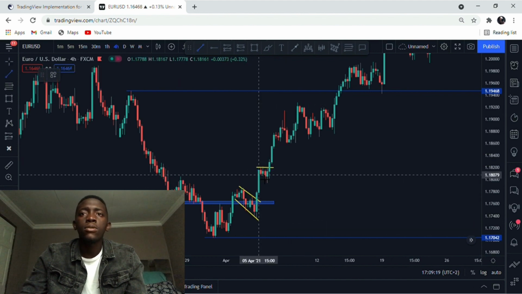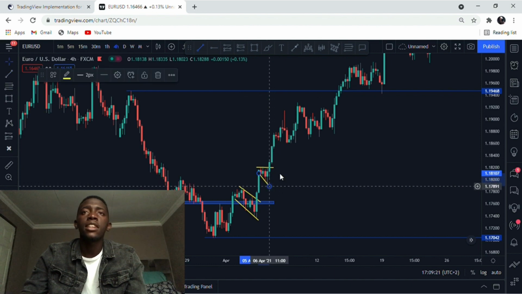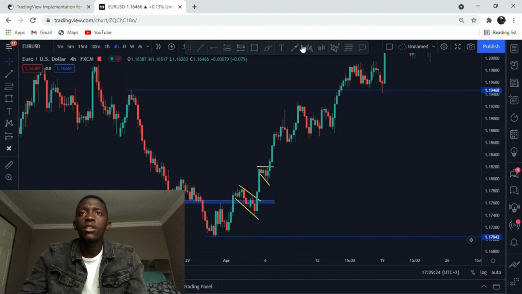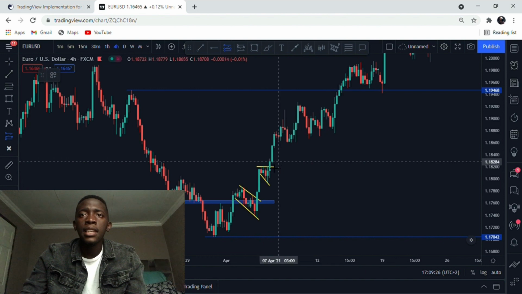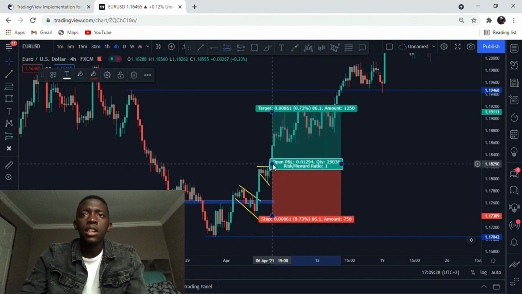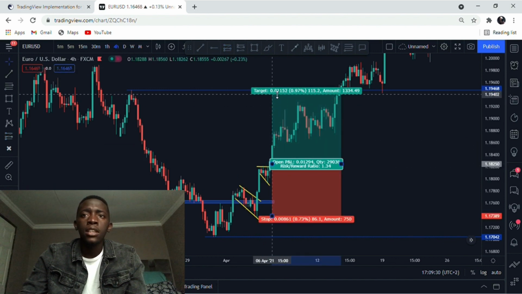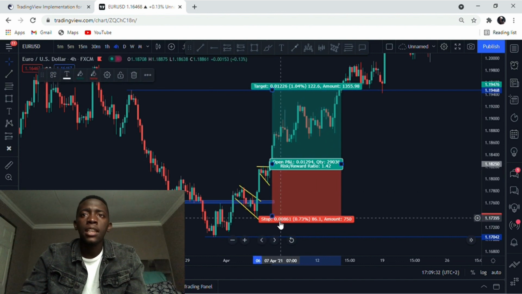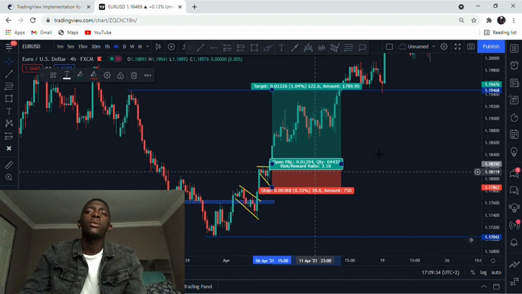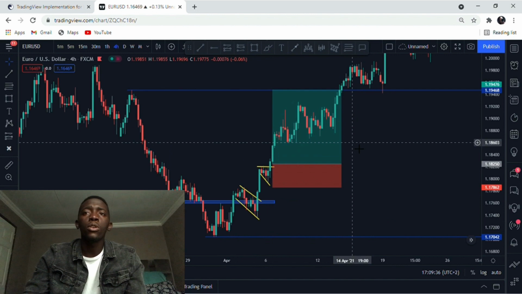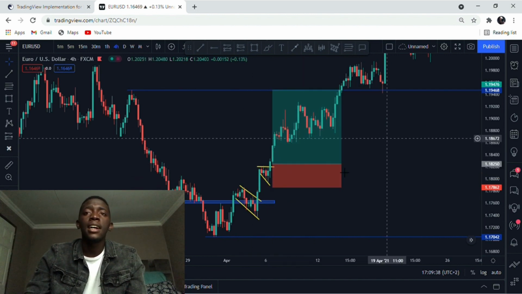This is a very good pattern to enter, and obviously we're gonna take the trade at the break of the structure and target somewhere around there. So this was going to be our trade, and these were all the opportunities of entering the trade.